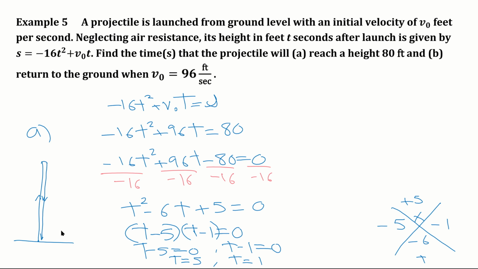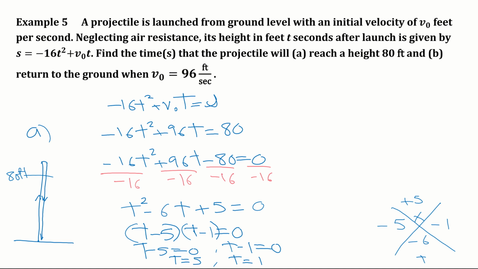In fact, it's going to reach every height other than its max height twice. Once on the way up and once on the way down. There's only one height that it's going to hit only once, and that's its maximum height, right? So this makes sense. Let's say this is the height 80, depicted right here. So it's going to hit it once on the way going up, and once again on the way going down, right?